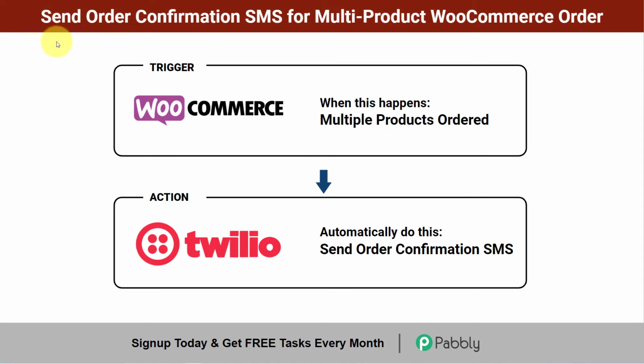In this video, I will show you how to send order confirmation SMS for multi-product WooCommerce orders automatically. So assume that you are running an e-commerce store using WooCommerce, and whenever your customer places an order of multiple products, I will show you how you can automatically send an order confirmation SMS for those multiple products.